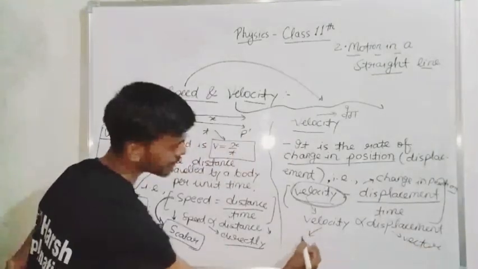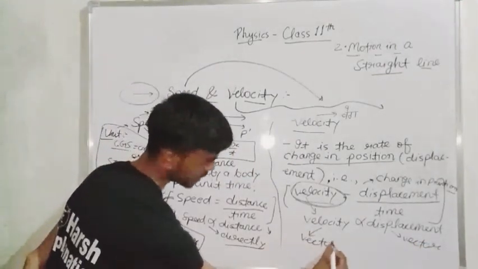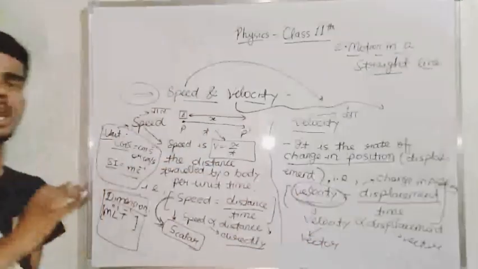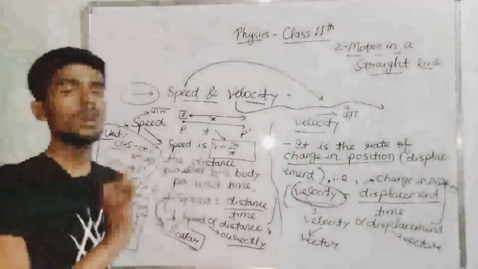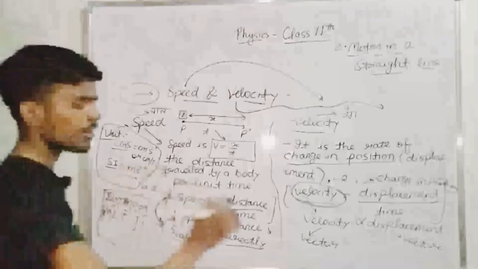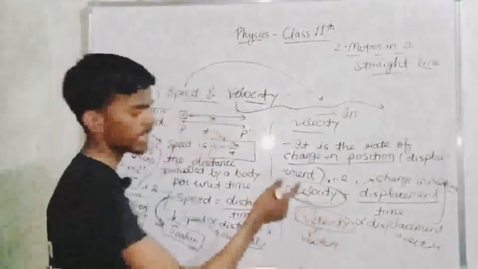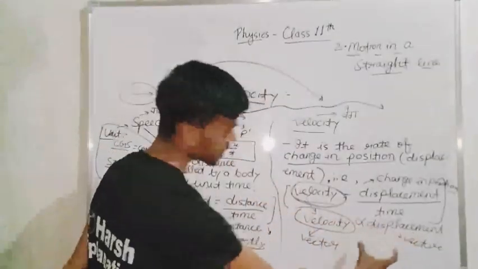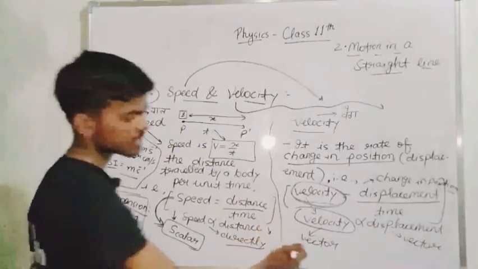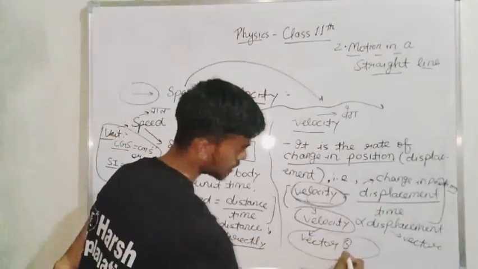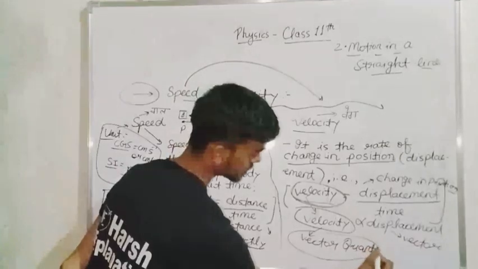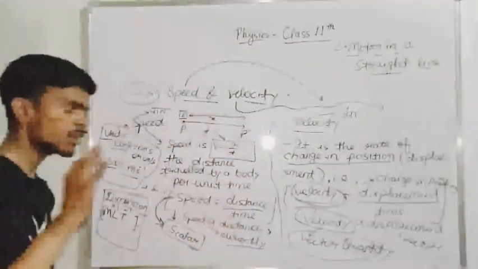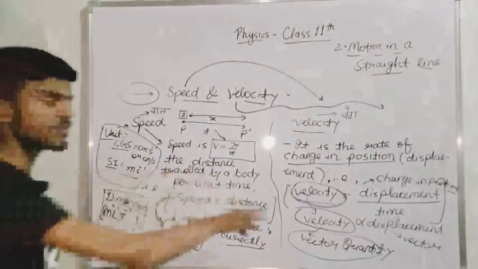That's why our velocity will also be a vector quantity, because previously we said that time is a scalar quantity. That's why our velocity depends on direction only through the displacement. So we can say our velocity is a vector quantity. We are writing it here: velocity is a vector quantity. Now it is clear to us that velocity is a vector quantity.